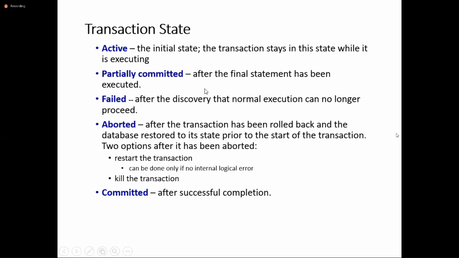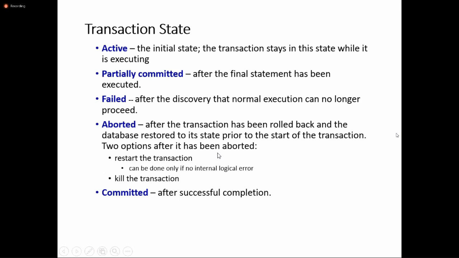Okay, but if you check everything is okay for the students, all exams in the previous semester are passed, he has enough average, okay, then he can pass. Otherwise, it fails: after you discover the normal execution can no longer proceed, then it fails for some purpose. Then you can abort the transaction.